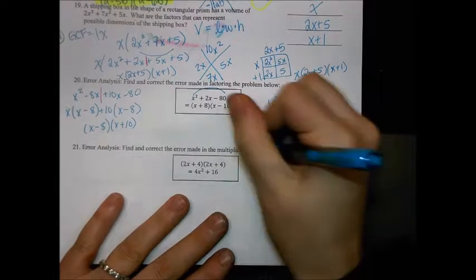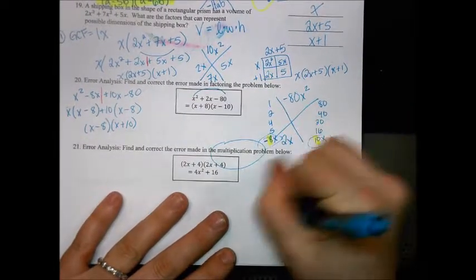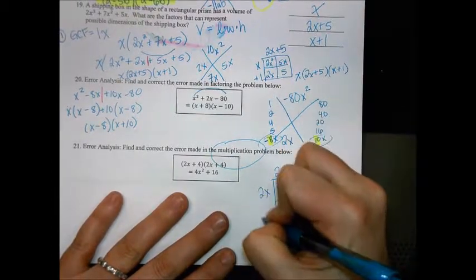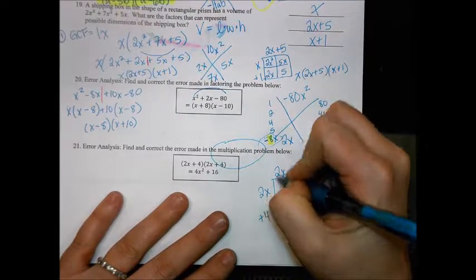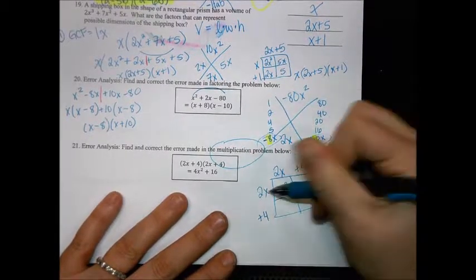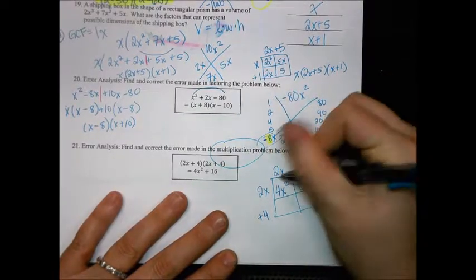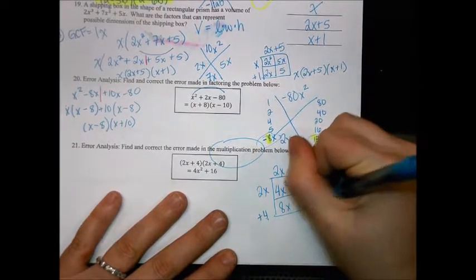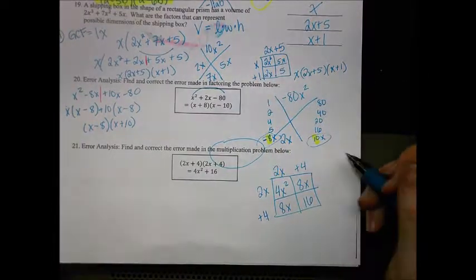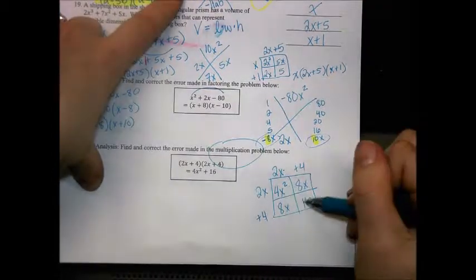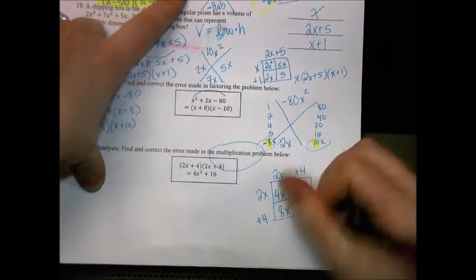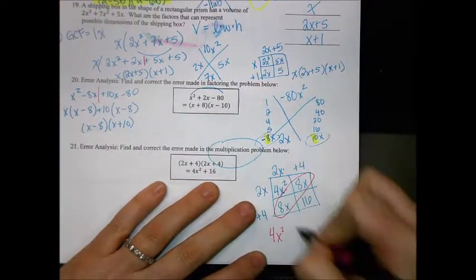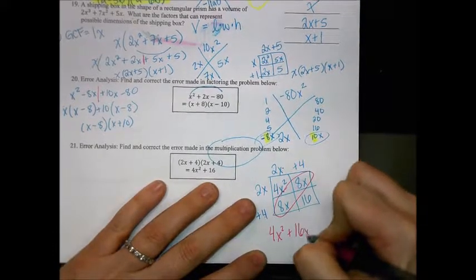When we're multiplying, we multiply our base times our height. 2x plus 4 times 2x plus 4. 2x times 2x is 4x squared. 2x times 4 is 8x. 2x times 4 is 8x. 4 times 4 is 16. So once we get all of our areas inside, we can add our like terms, and I get 4x squared stays the same. 8x plus 8x is 16x plus 16.